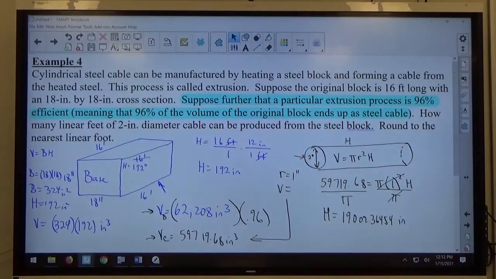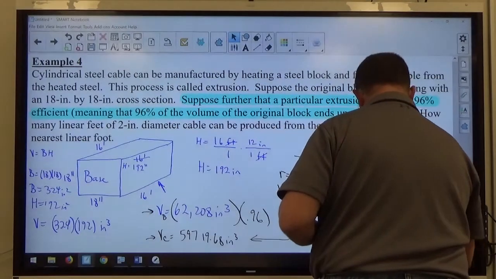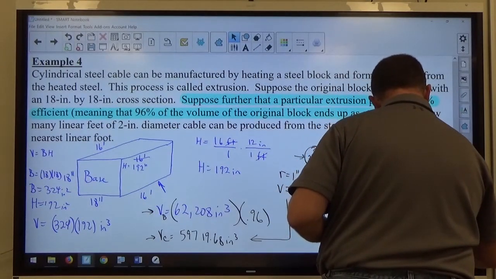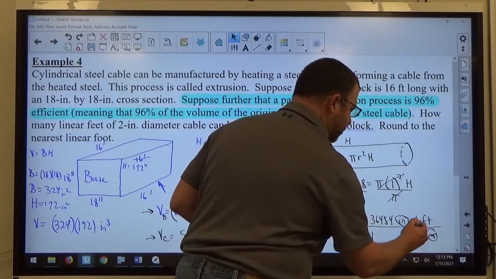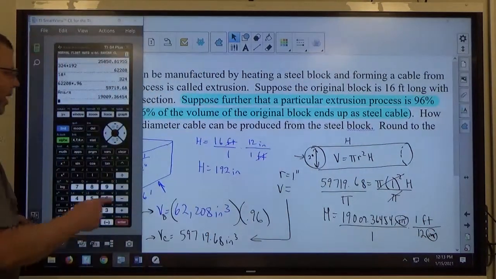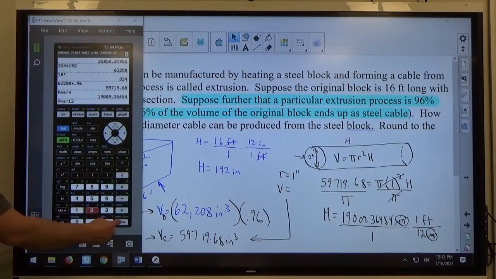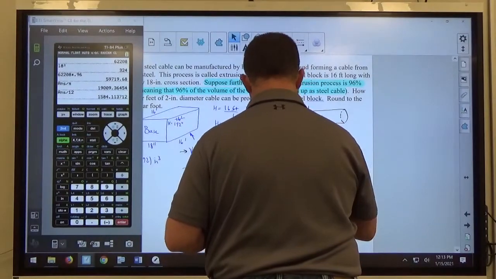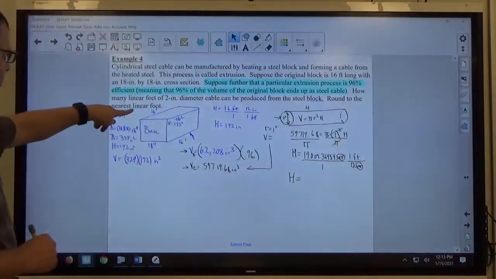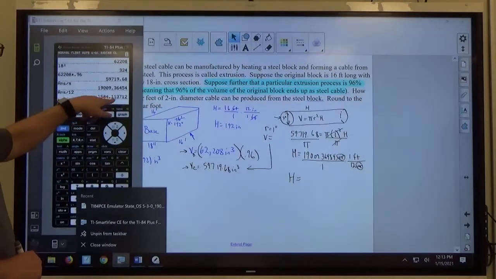Now, finally, how many linear feet can be produced? We just figured out how many linear inches can be produced. So if I want linear feet, I now have to convert inches to feet. I do that the same way I have always done. So I'm going to put that over 1. 1 foot is equal to 12 inches. Inch on top, inch on bottom cancels. So I take this last number, 19,009.36, divide by 12, and my calculator says 1,584.1. It does say round to the nearest linear foot, right? So 1584.1 would be 1584.